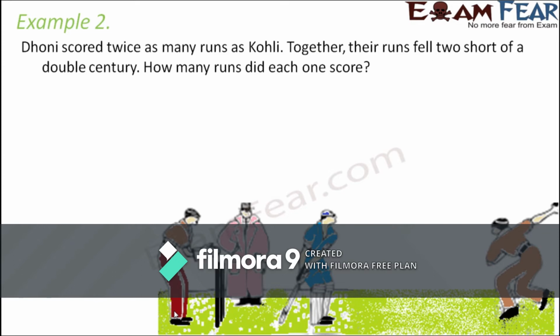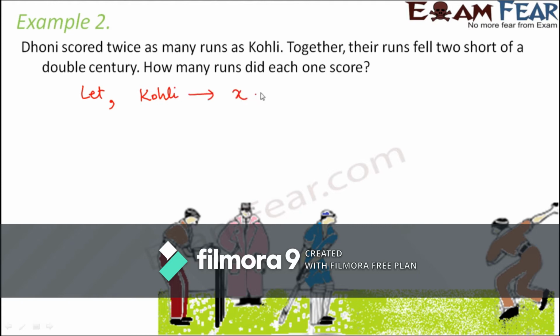Let's look at the next example. Dhoni scored twice as many runs as Kohli. Together their runs fell short of a double century by 2. How many runs did each one score? So we do not know the scores of each of them. So let us assume that Kohli had scored x runs.